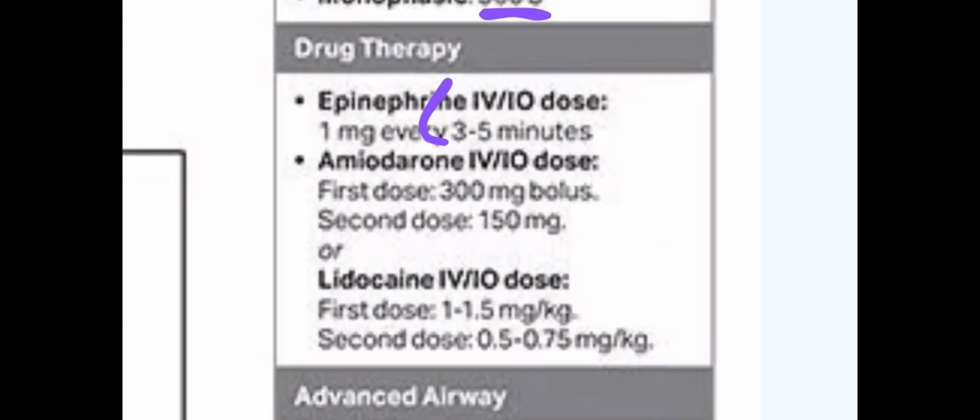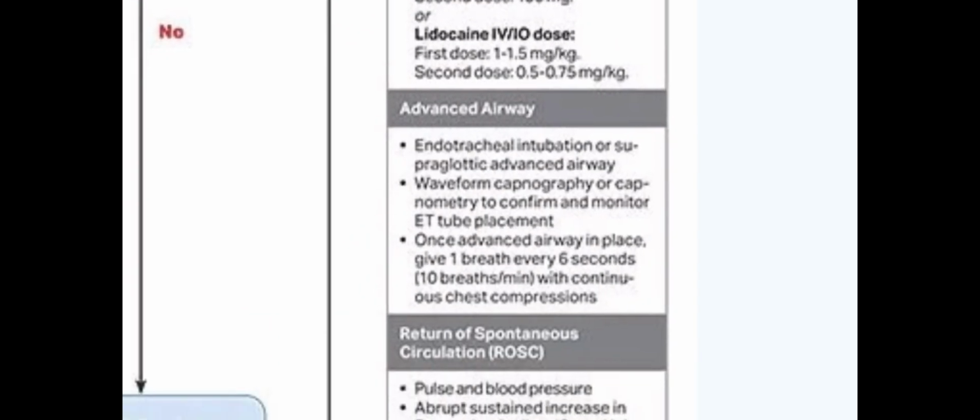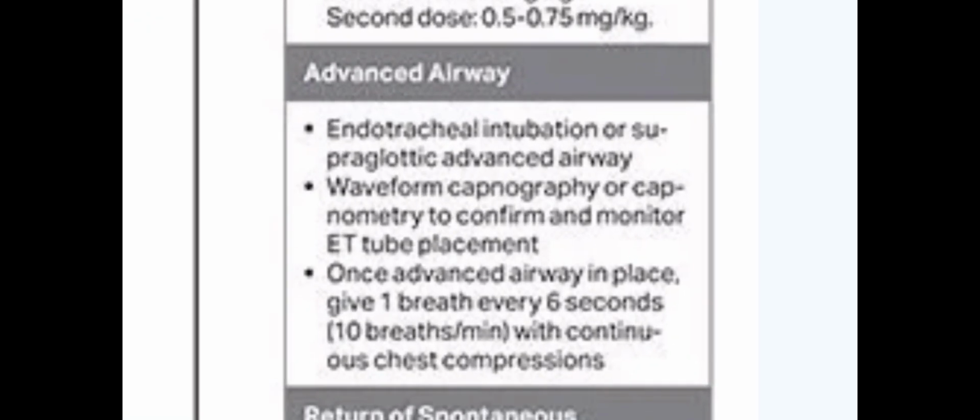Epi dose is 1 milligram every 3 to 5 minutes, and amiodarone first dose is a 300 milligram bolus, then the second is 150 milligrams. Then advanced airway: endotracheal intubation or supraglottic advanced airway, with waveform capnography or capnometry to confirm and monitor ET tube placement. Once the advanced airway is in place, give 1 breath every 6 seconds, 10 breaths per minute, with continuous chest compressions.